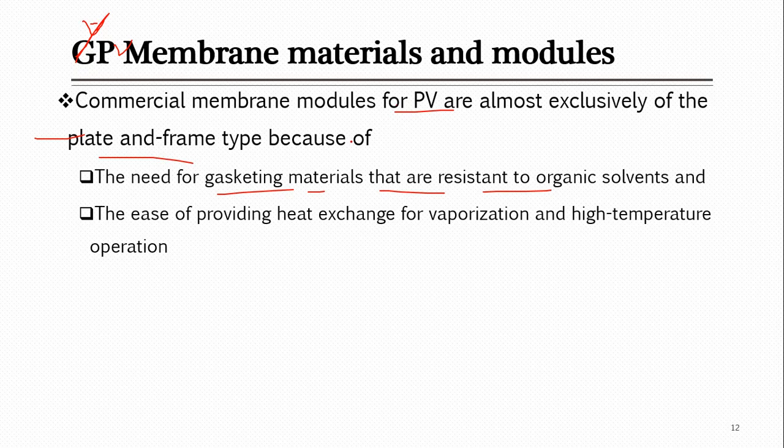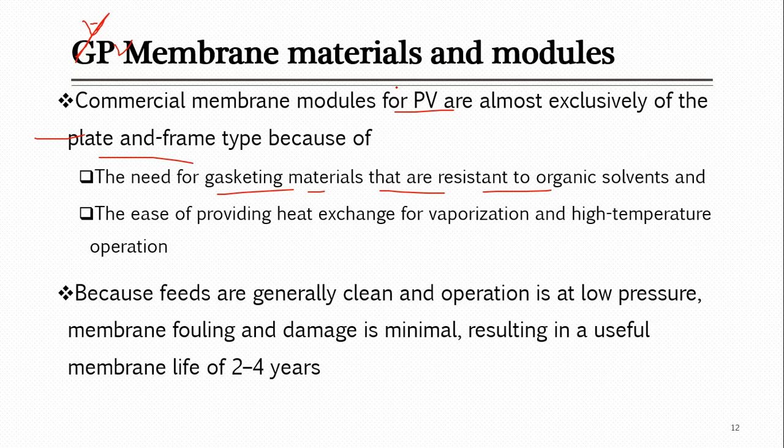Just for this purpose, go back to those modules and look at them. When you look at the plate and frame modules, they are structured somehow easily. The plates and membranes are installed inside them, so there maybe you can dedicate some parts for heating purposes. As compared to this, again in spiral wound and in hollow fiber membranes, it is difficult to provide heating inside the membrane.